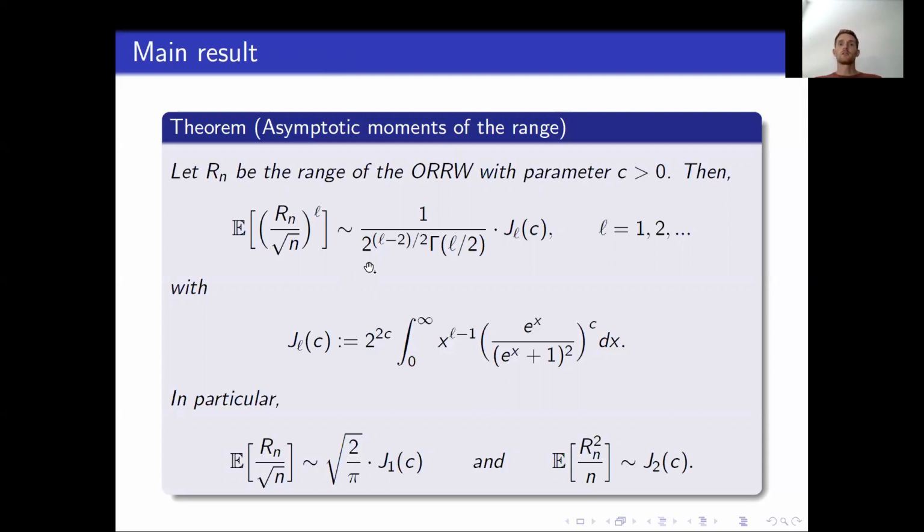And for the first factor, we can give expressions for the first and second moment, for example. For the first moment, this is square root of 2 over pi. And for the second moment, it's just 1.